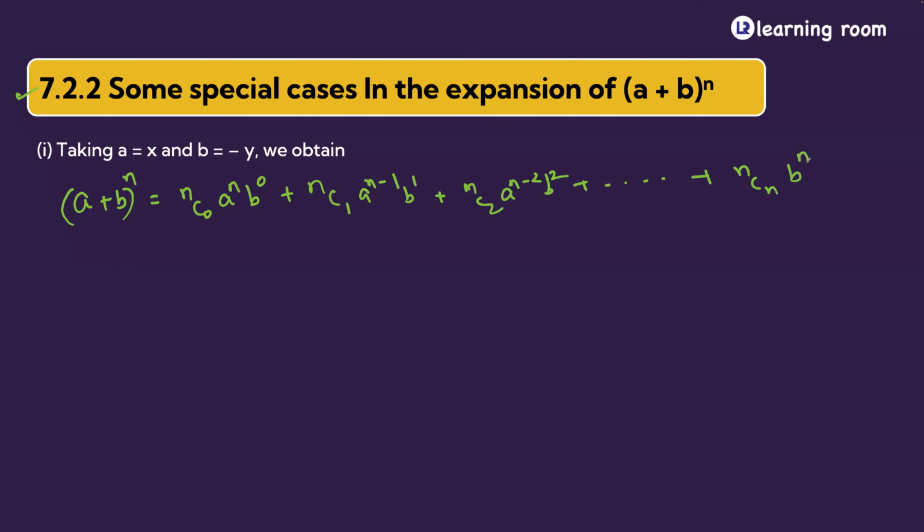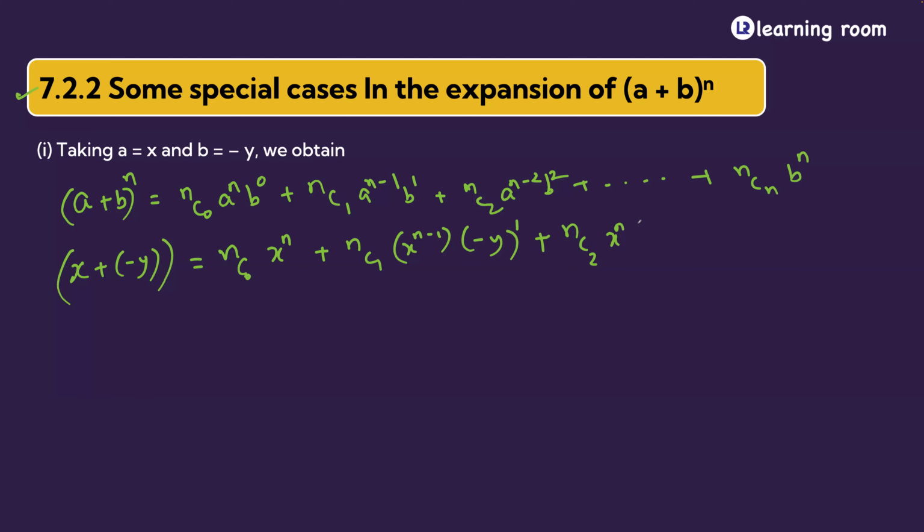If I replace a with x and b with minus y, nC0 is not going to get affected. The combination values stay, so nC0 x^n plus nC1 x^(n-1) into (minus y) raised to the power 1. I'll not put the minus sign outside because it will be difficult for us to remember the pattern. Actually, it should be plus minus, that's the pattern. So alternate minus signs will be there. So nC2 x^(n-2) into (minus y) the whole squared.